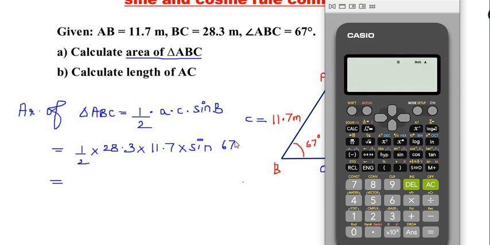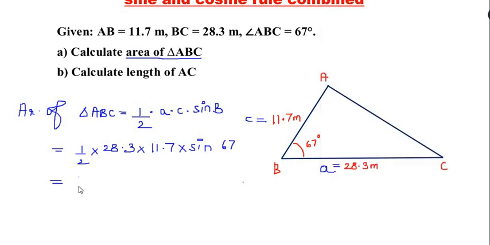I'm going to multiply the numerators first: 28.3 multiplied with 11.7 times sine 67. Then we have to divide it by 2. So we get 152.39. So the area is 152.39 meters square. So this is how we find the area of the triangle. This is part A.